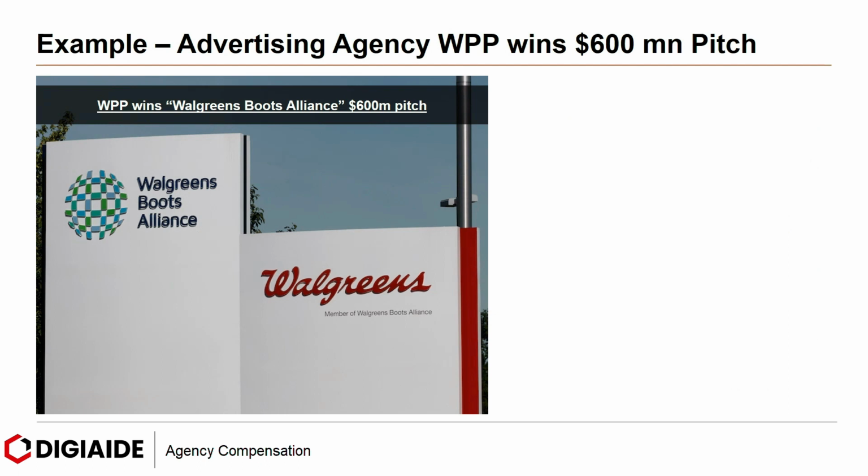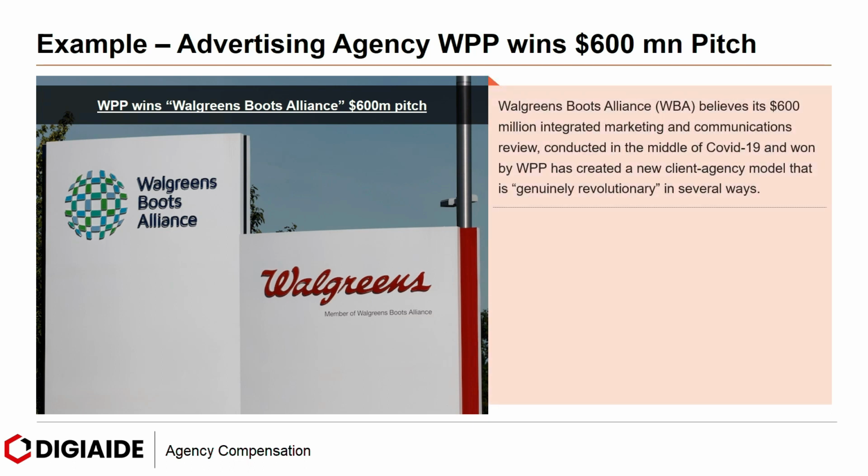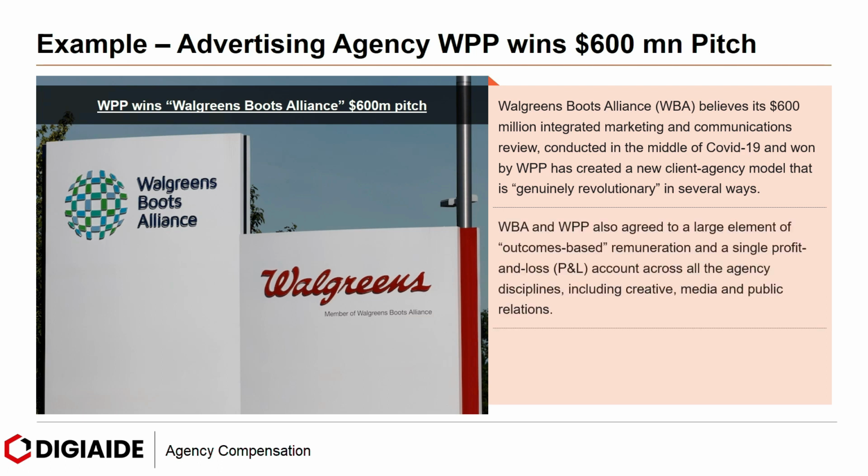Now moving on to an example where the advertising agency WPP won a $600 million pitch. Client Walgreens Boot Alliance believes its $600 million integrated marketing and communications review, conducted in the middle of COVID-19 and won by the agency WPP, has created a new client-agency model that is genuinely revolutionary in several ways. WBA and WPP also agreed to a large element of outcome-based remuneration and a single profit and loss account across all the agency disciplines, including creative, media, and public relations.